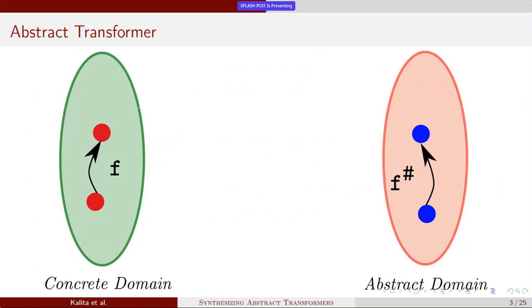In abstract interpretation, the tricky part is to come up with the abstract transformers. Given the concrete domain and an operation f, which takes a concrete value and maps it to another concrete value, one needs to come up with an abstract transformer f sharp, which takes the corresponding pre-abstract value and maps it to the corresponding post-abstract value. In practice, even for a trivial operation, coming up with an abstract transformer is hard, and if you write it manually, it's very error prone, and we have proof for that.